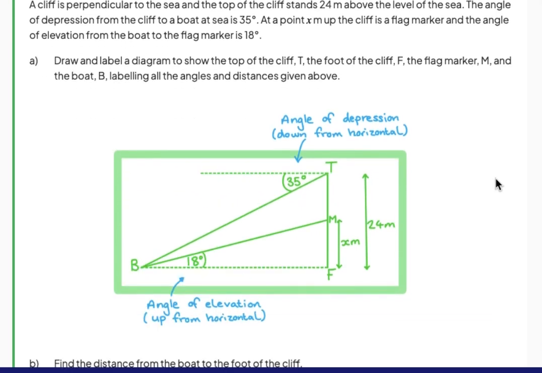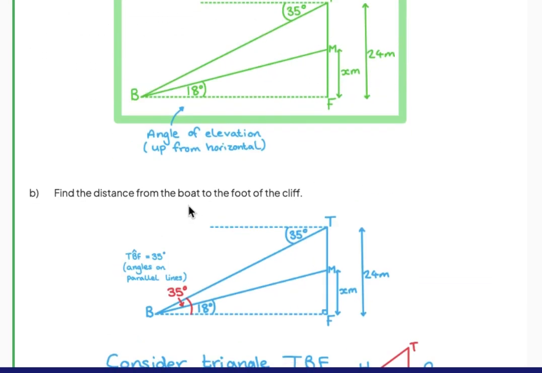The B part of the question: find the distance from the boat to the foot of the cliff, meaning this one, from the boat to the foot of the cliff. This distance, because the boat is B. To the foot of the cliff, we want to find this.